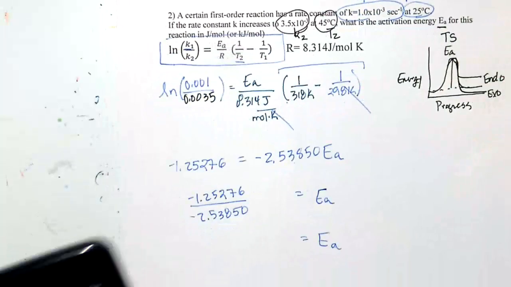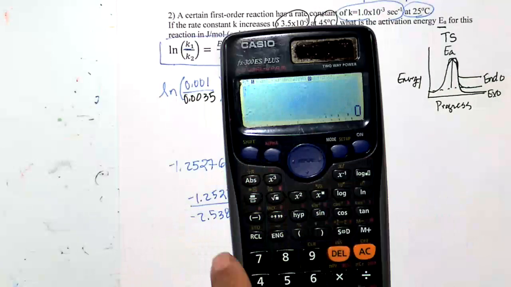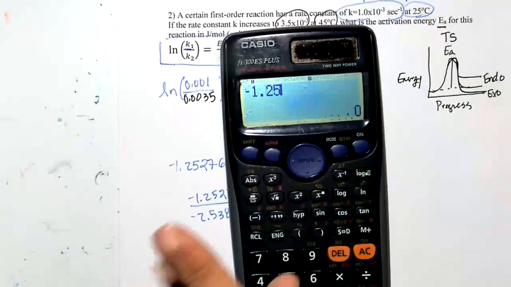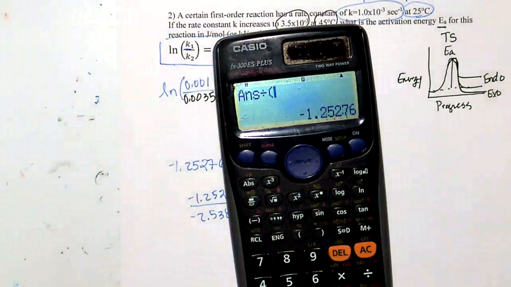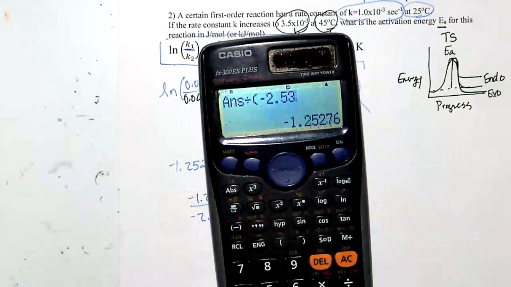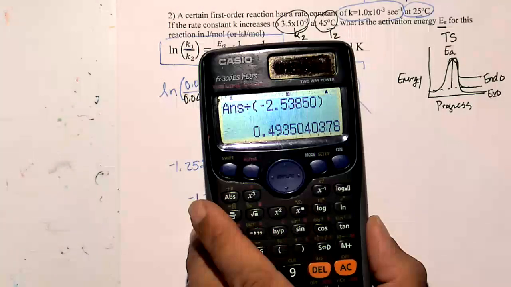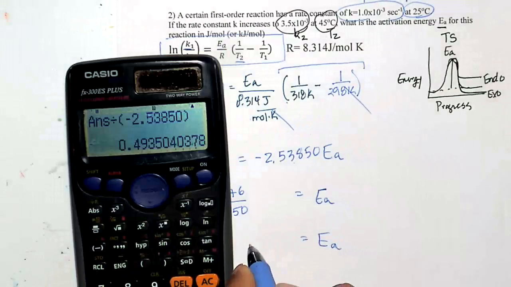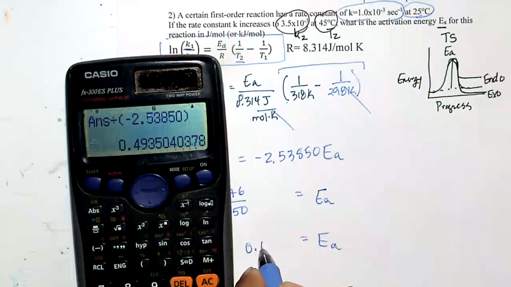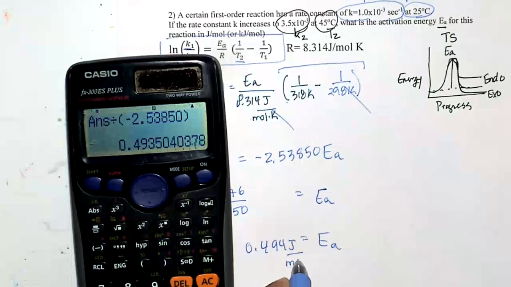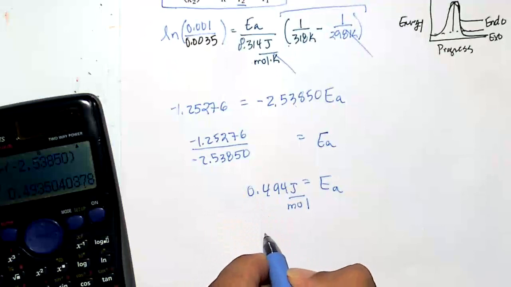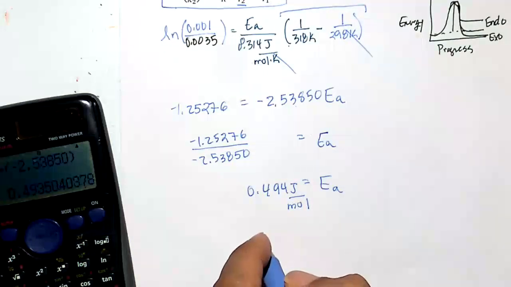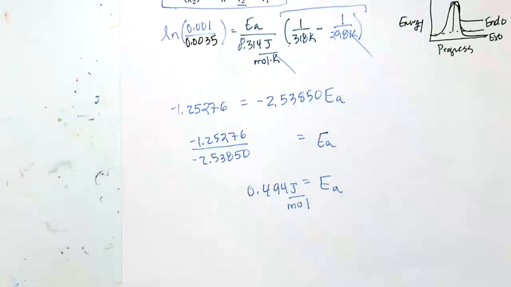Okay, so we're going to have to put our units later in the problem. So negative 1.25276 divided by negative 2.53850. 0.494 joules over mole. Okay, so this is the answer.